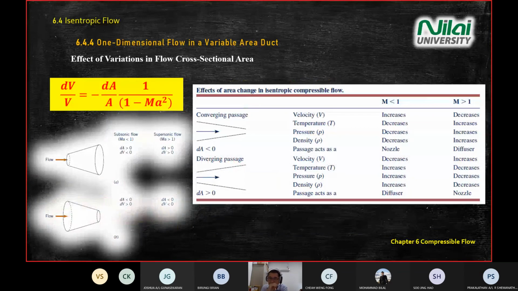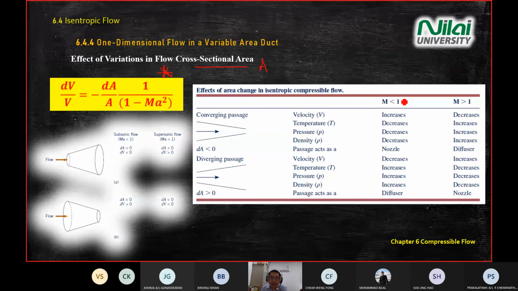And this table is going to help you when you try to solve questions. What happened to the Mach number when it's subsonic? What happened to velocity, temperature, pressure, decrease, and all this? Okay, we have converging, diverging setup based on this equation. We want to focus on what happened to the cross-section area A, what happened to the cross-section area when we have a certain setting in our flow. So this table will help you.